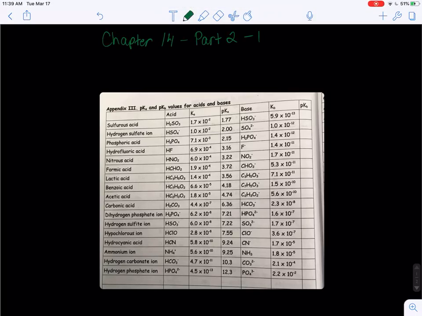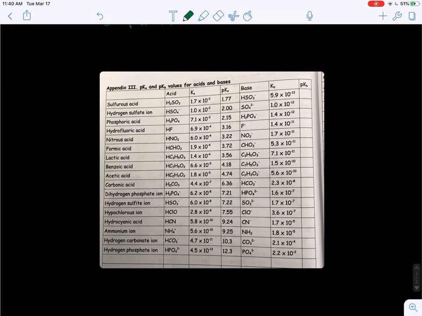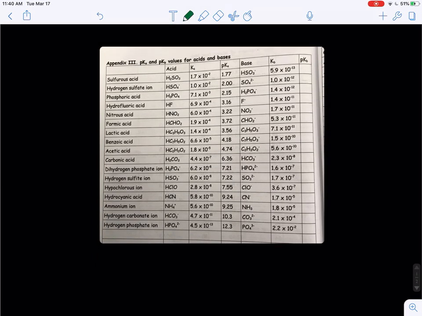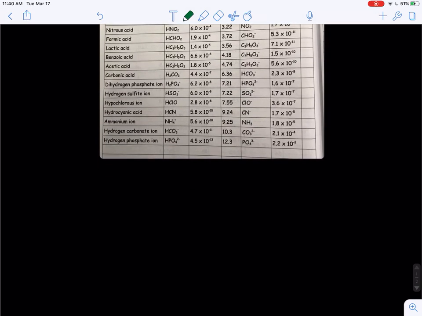Okay, this is chapter 14, lecture 2. We're on part 2 now, and this is the first part. So we want to look at page 36 of our lecture guide, and we want to discuss how to choose a buffer. Okay.